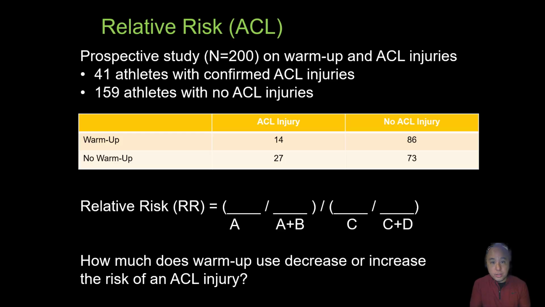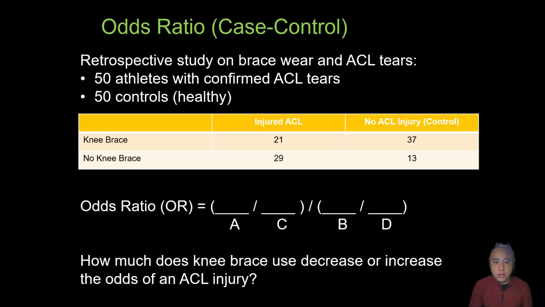Correct. The relative risk is 0.52. What this means is that warm-up reduces the risk of getting an ACL injury by about half, about 50%. So that is the relative risk, in this case, of an ACL injury if the person were to either warm up or not warm up. Notice here that the relative risk decreases because it's 0.52, which indicates that warm-up decreases the risk of an ACL injury. Okay, so let's take a look at another example using the contingency table to calculate odds ratio.